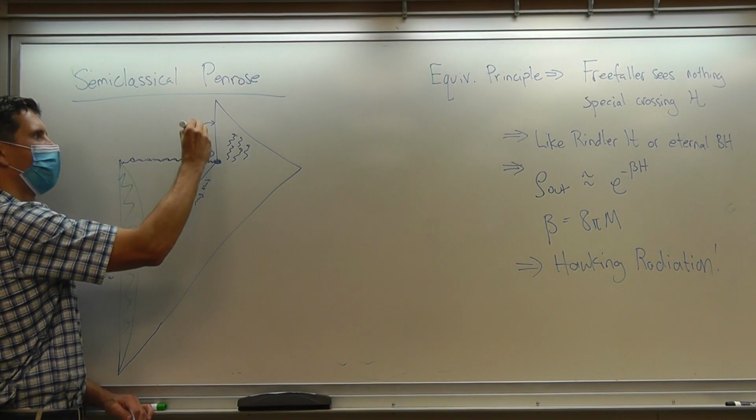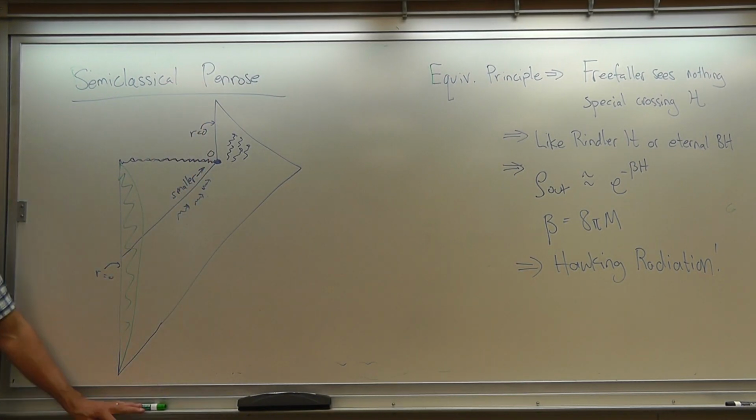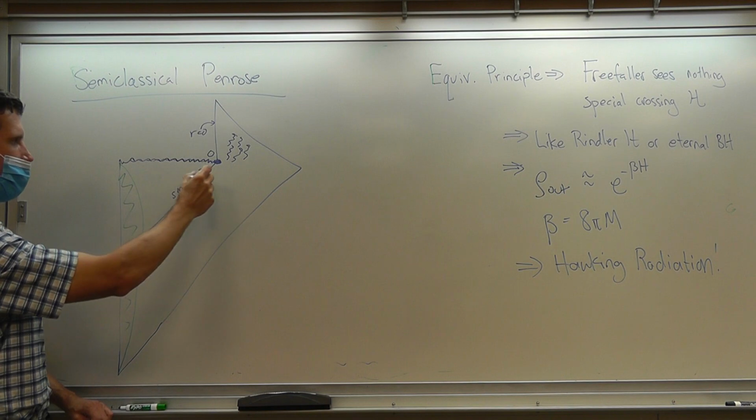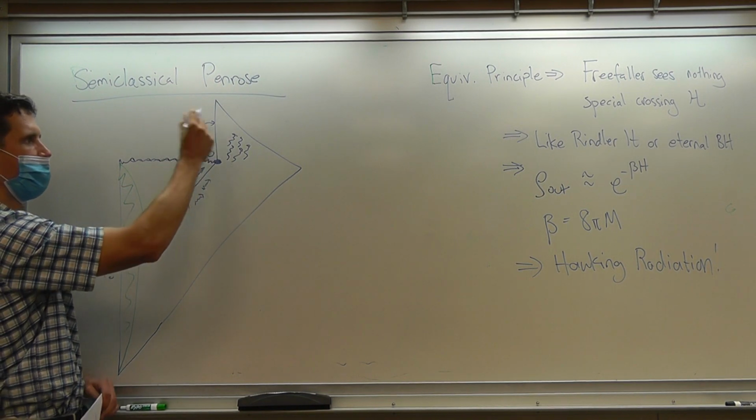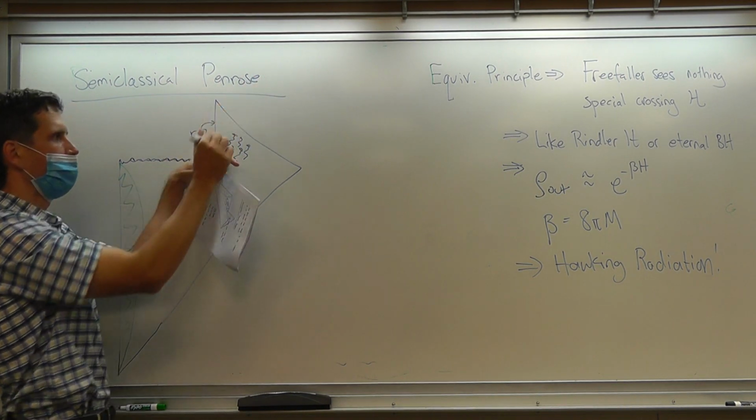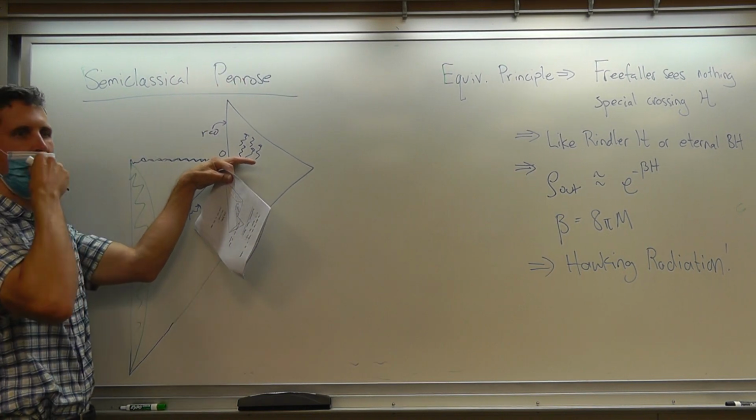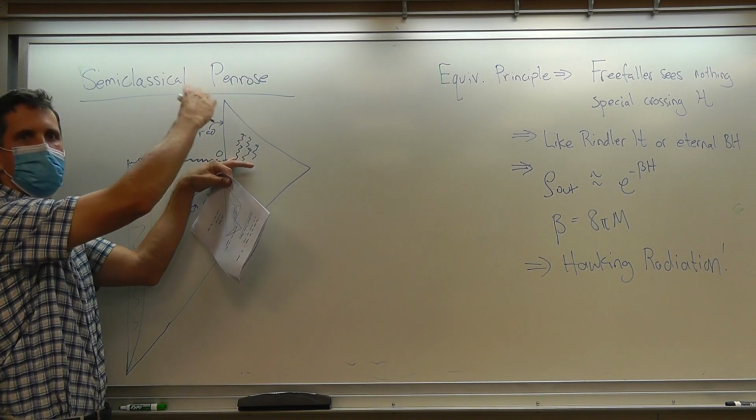And then this line here is just r equals 0 again in spherical coordinates. Again, nothing special about that line. It's just the middle of the space-time. So you start out having this evaporating black hole. It shrinks to 0, and now it's gone. And at late times, you just have Minkowski space with some outgoing radiation in it.